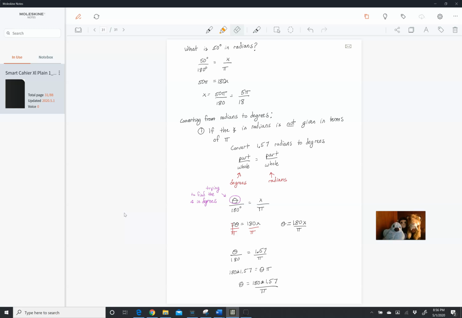You would not leave it in terms of pi because it's an angle in degrees. So you would actually multiply 180 times 1.57 and then divide by pi, and pi is on your calculators. Okay, and this would give you 89.95 degrees. So it's an angle in degrees, so you would not leave it in terms of pi. Convert it to a decimal.